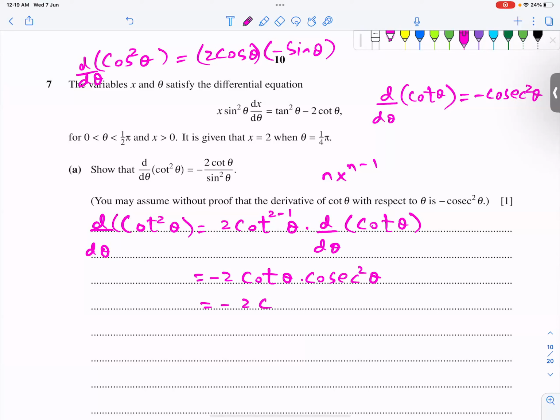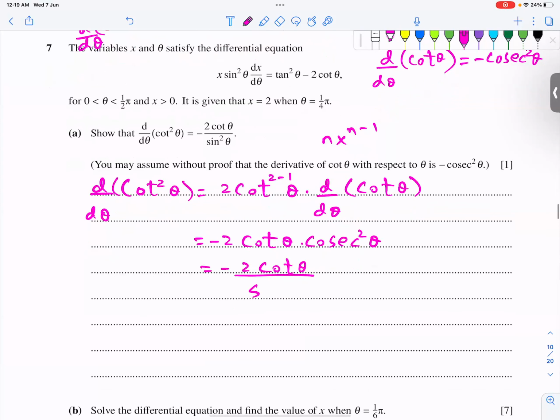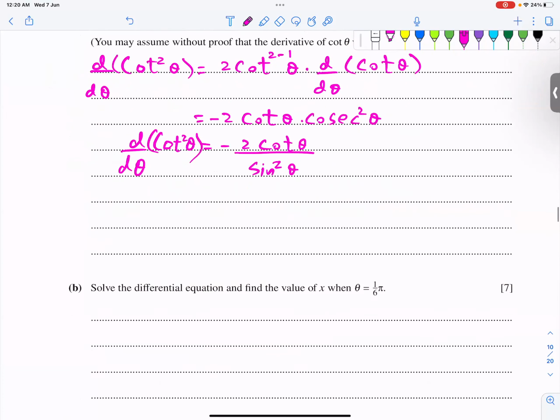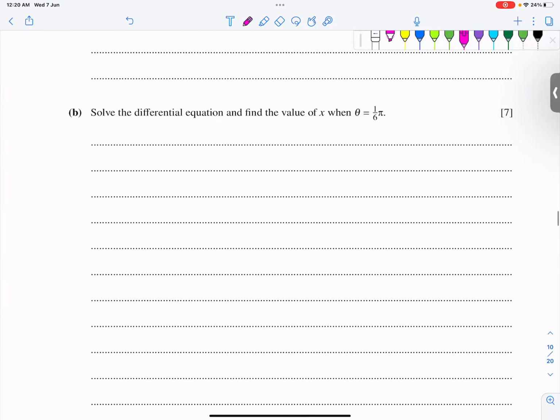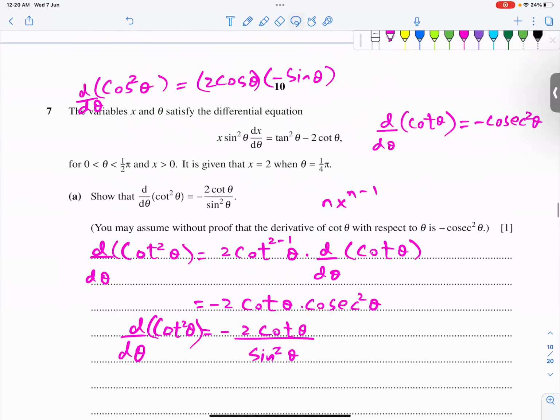Now I can write it as 2 cot theta divided by cosecant square theta, which is actually 1 over sine square theta. So this is as required: the derivative of cot square theta is equal to minus 2 cot theta divided by sine square theta. Okay. The next part is, this is the main part actually. Solve the differential equation and find the value of x when theta is equal to pi by 6. Now we will solve this differential equation, okay?